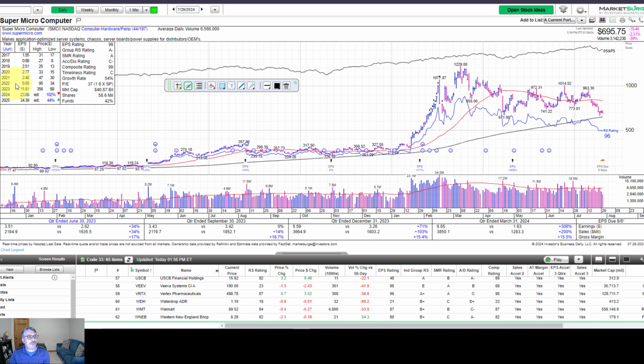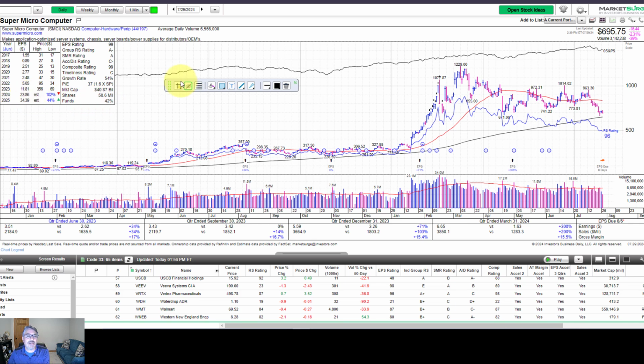So look here. In 2021, Supermicro made $2.50 per share for the year. 2022, more than doubled, 5.65. 2023, more than doubled, 11.8. 2024, more than doubled to 24.